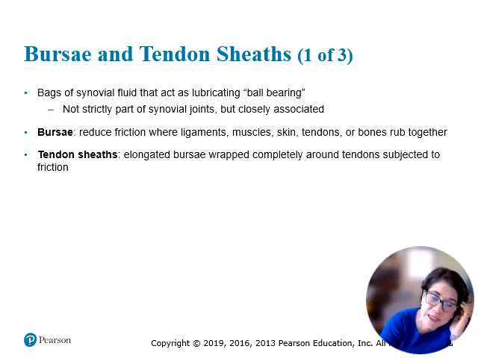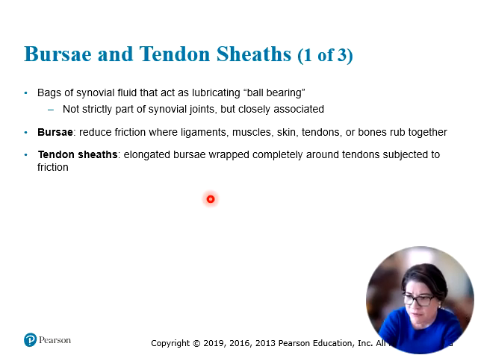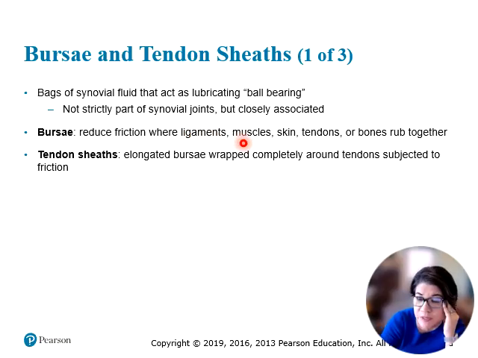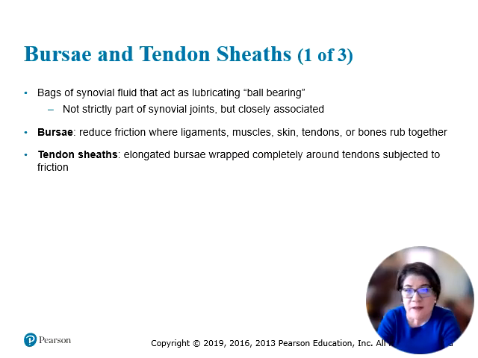Okay, so then bursae and tendon sheaths. These little bags, the little cavity with synovial fluid in it, it's like a ball bearing, if you've learned about ball bearings or seen them before. The little balls can spin freely and they're lubricated. So the bursae have fluid in them, and they reduce the friction of the ligaments and everything else, so it doesn't rub together, but it can become irritated and inflamed. And then you have tendon sheaths, and that's where the bursae are elongated and they wrap around the tendons.